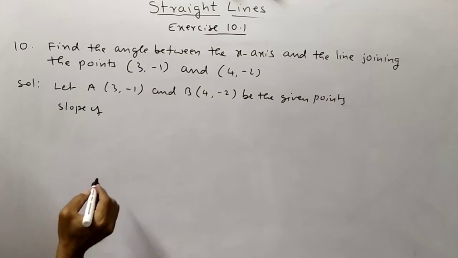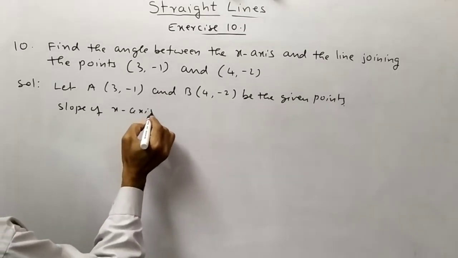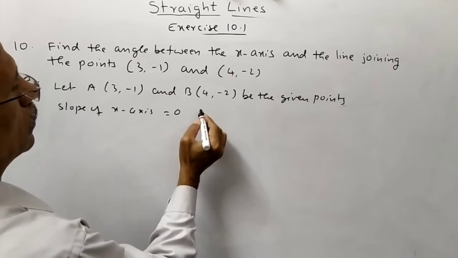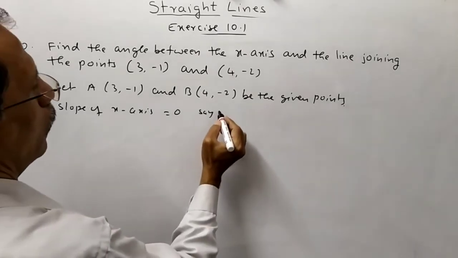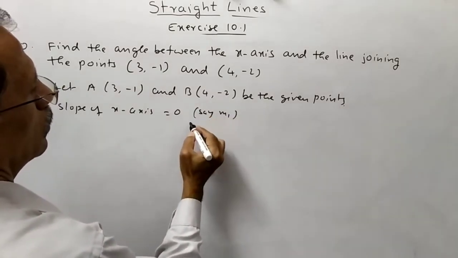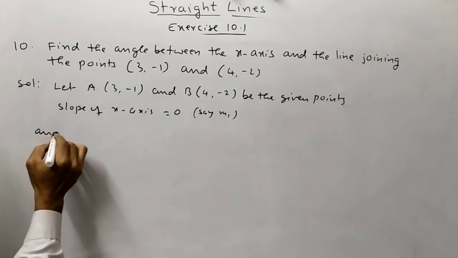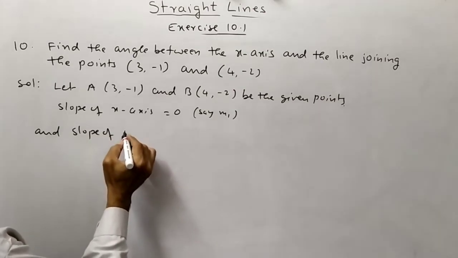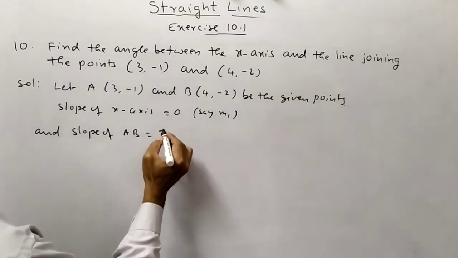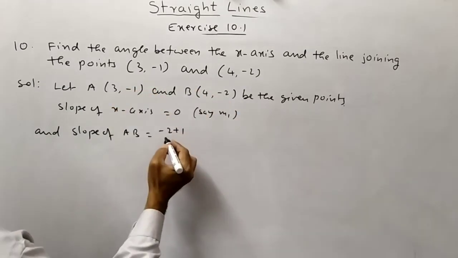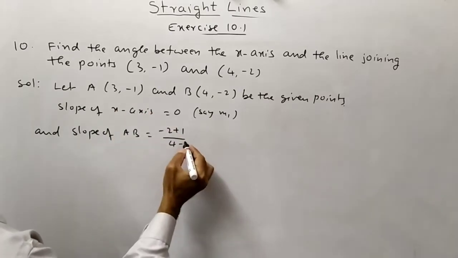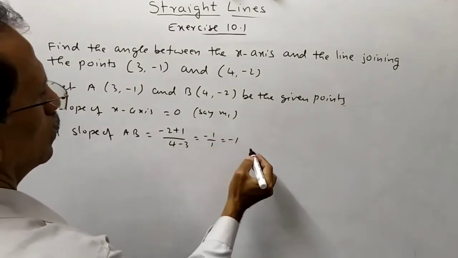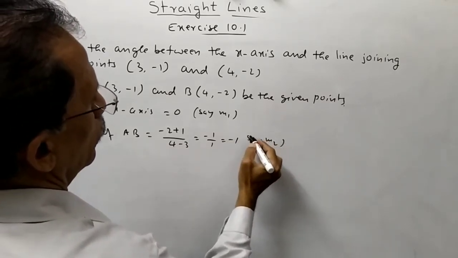Slope of x-axis is equal to 0. Say m1. And slope of AB is equal to (-2 plus 1) divided by (4 minus 3), which is equal to -1 divided by 1, which is equal to -1. Say m2.